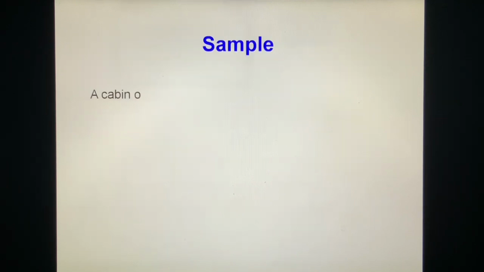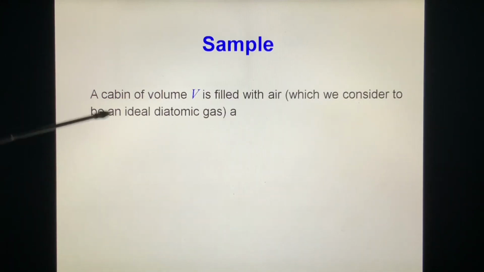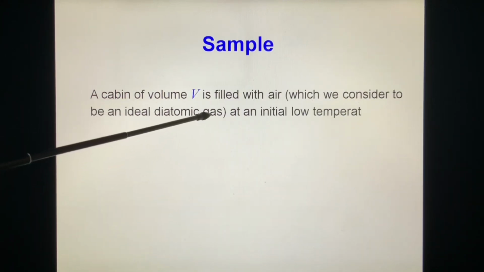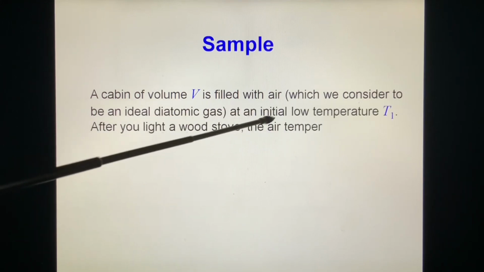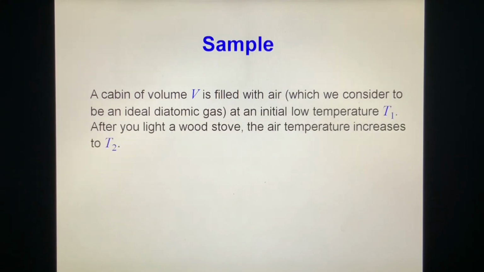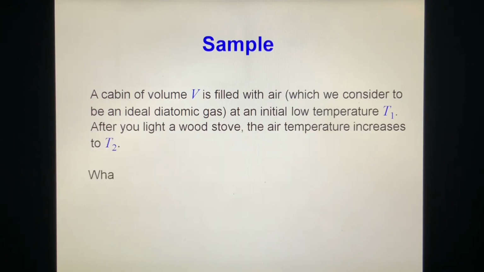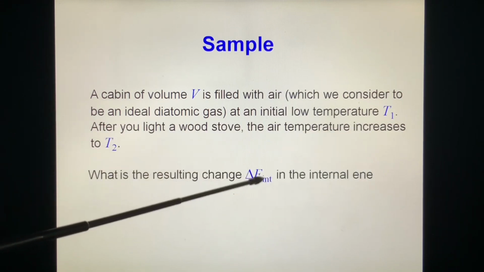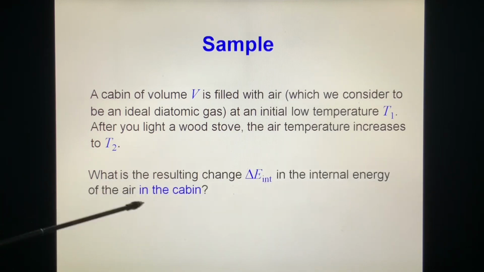Sample problem: a cabin of volume V is filled with air, which we consider to be an ideal diatomic gas because of the oxygen and nitrogen, at an initial low temperature T1. After you light a wood stove, the air temperature increases to T2. Question: what is the resulting change delta E internal in the internal energy of the air in the cabin?